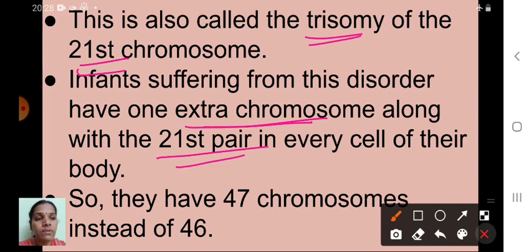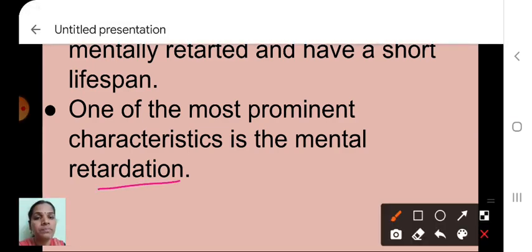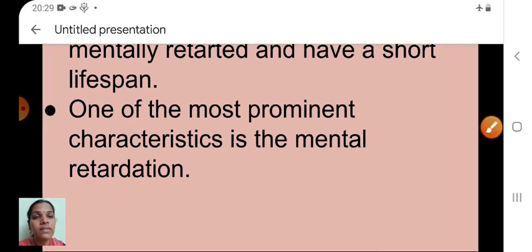Understood now? Next one is what? Children with Down syndrome are mentally retarded and have a short lifespan. So that child is what? They are mentally retarded, and they have a short lifespan. One of the most prominent characteristics is mental retardation. Understood, children? Children affected by Down syndrome have, as the main prominent characteristic, what? Mental retardation.